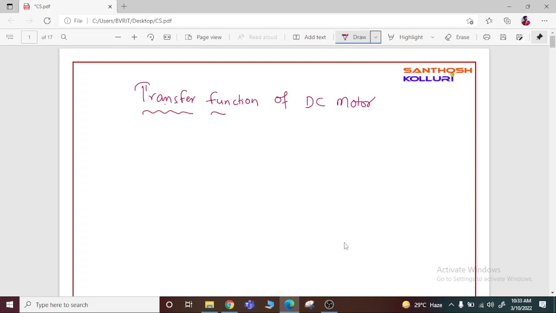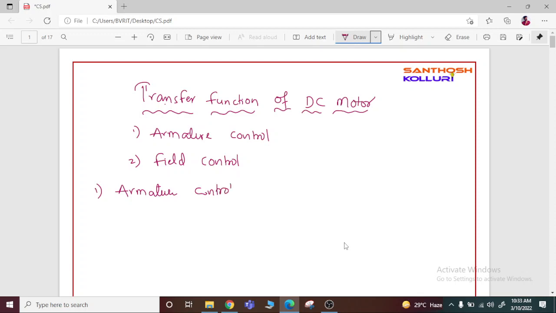So we are having two types of transfer functions in DC motor. First one is armature control, and second one is field control. So we'll see first armature control DC motor transfer function calculation. Armature control DC motor.